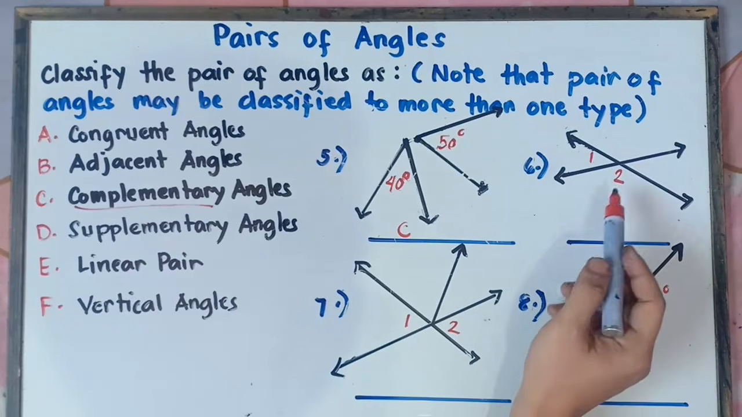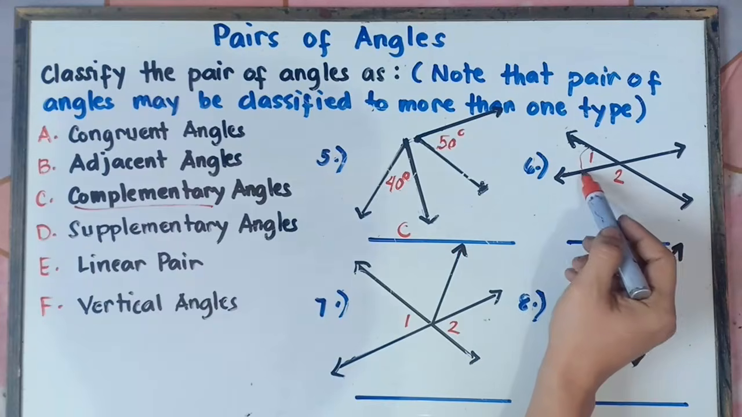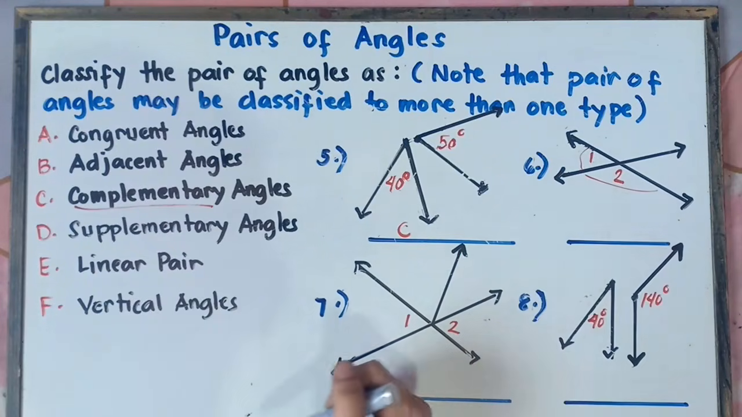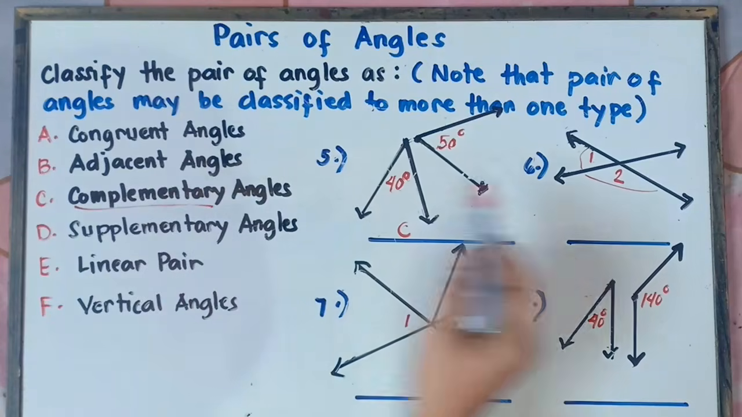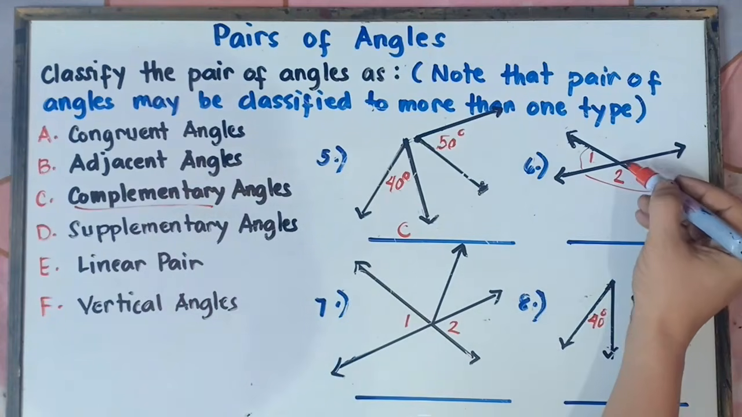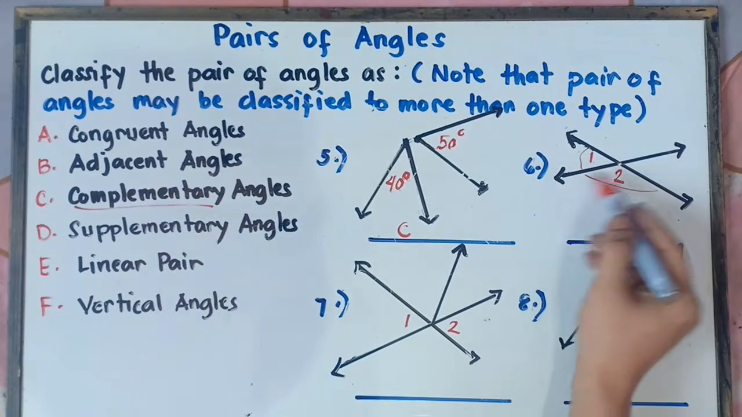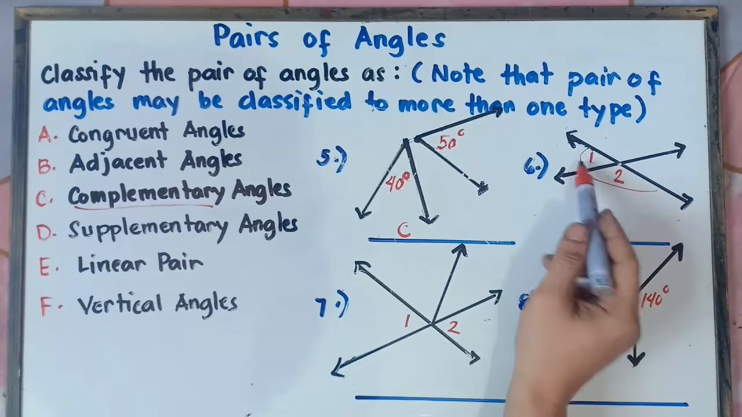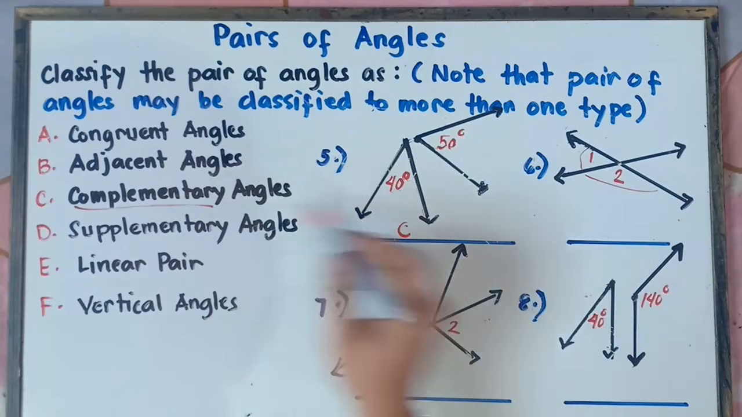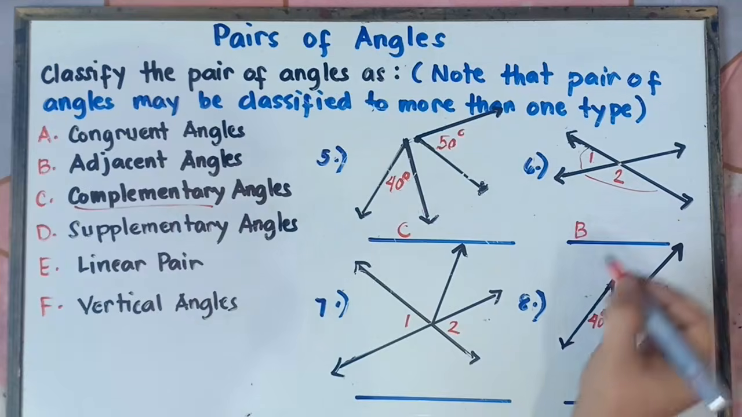As you can see, class, they are not congruent. This is the angle and then this is the angle. So they are not congruent. Adjacent angles, yup, you can call this one adjacent angles because they share a common vertex. This is the vertex. And then they share a common side. So therefore, you can say angle 1 and angle 2 are adjacent angles.